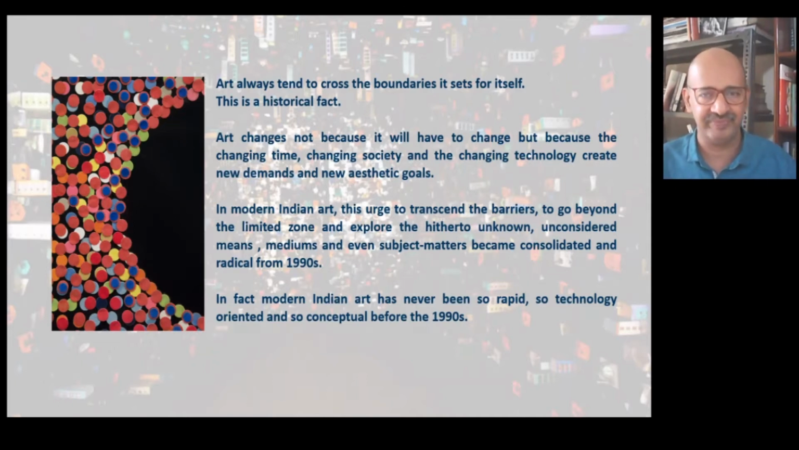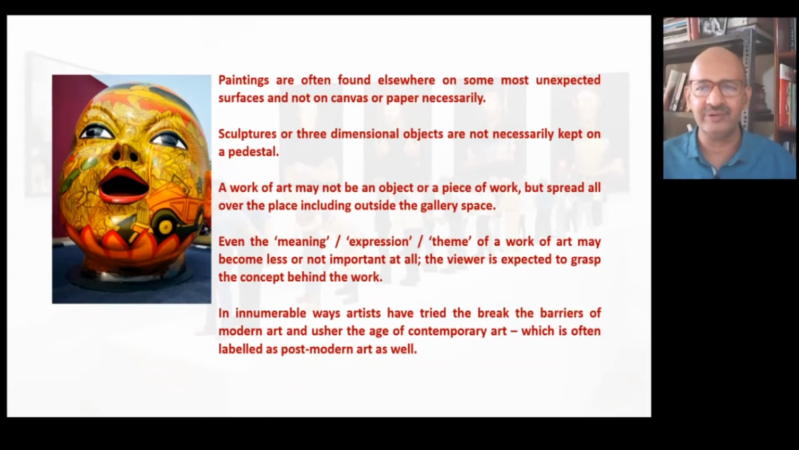So this transition from modern to contemporary is a time of great innovation, the time of most novel ideas. It is also a time of intervening with the given ideas, the set of ideas. Now all these things are going to happen slowly from 1990s. Now paintings generally are often found elsewhere during this period. Of course, we still have paintings hanging on the walls of the galleries or personal spaces like homes and offices. But besides that, now we have works of art located in most unexpected places, and paintings on very unexpected surfaces, not on canvas or paper necessarily.